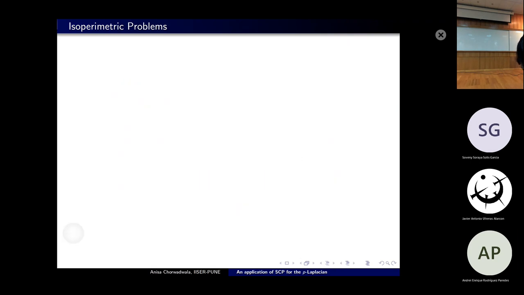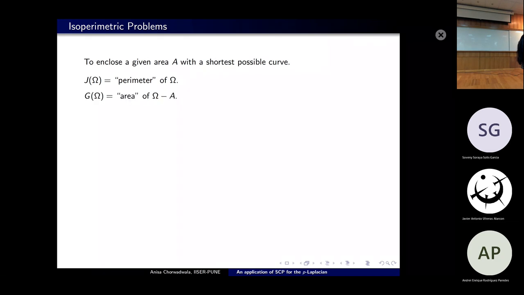So an example of shape optimization problem is the classical isoperimetric problem, where we need to enclose a given area, capital A, a positive number capital A, with the shortest possible curve. And here the cost that we are trying to minimize is the perimeter of the domain omega, and the constraint is area of omega minus A is zero.